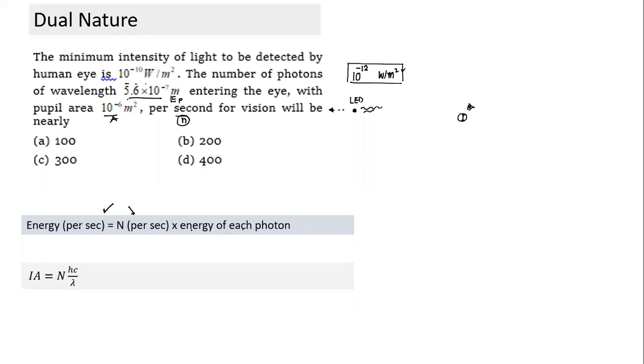And what is the energy which will enter our eye? What is the energy required? Intensity times area is equal to n times the energy of each photon. This is a simple equation we form. Is this clear to everyone?